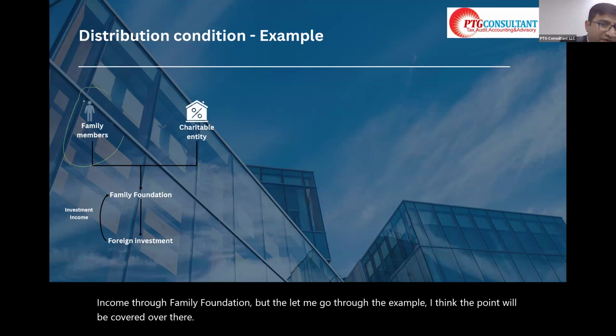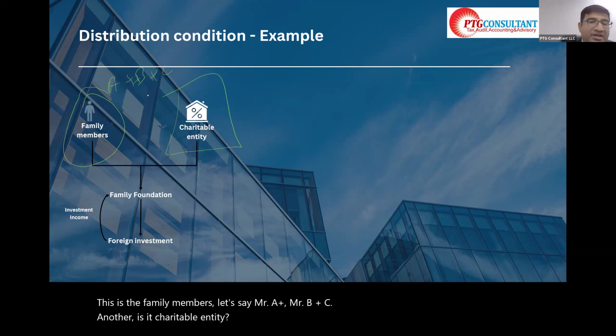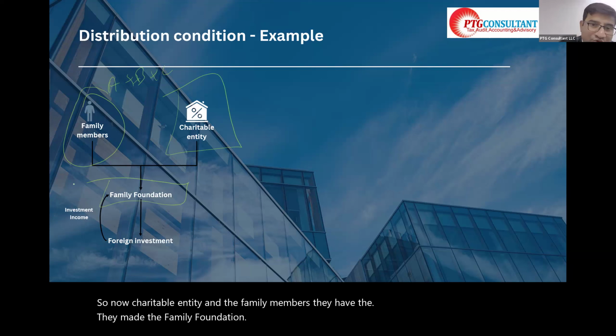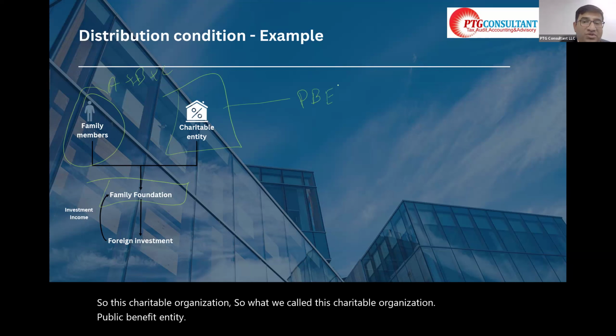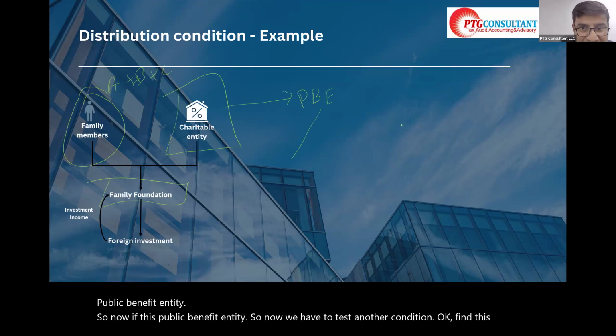These are the family members, let's say Mr. A plus Mr. B plus C. Another is a charitable entity. So the charitable entity and the family members made the family foundation. What do we call this charitable organization? A public benefit entity. Now we have to test another condition on this public benefit entity.